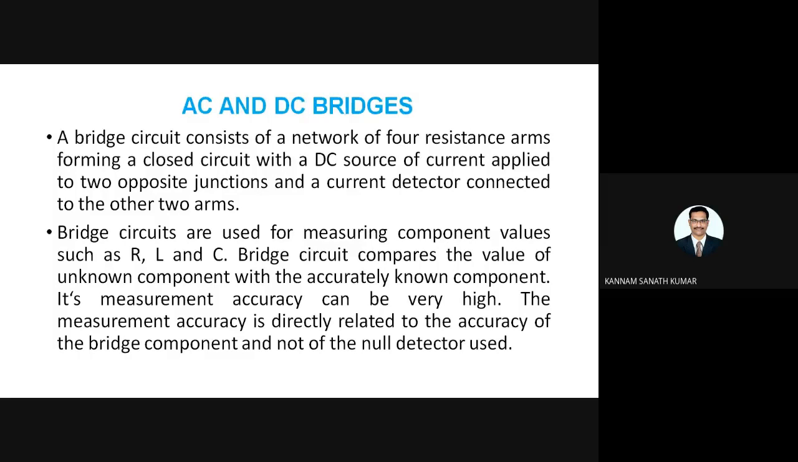So that means a bridge circuit consists of four arms of resistors. From the four arms, two arms will be connected to the DC source, and between the two arms a current detector will be there. We use the current detector as a galvanometer. So the galvanometer will detect the reading of the current. So that is the bridge circuit.